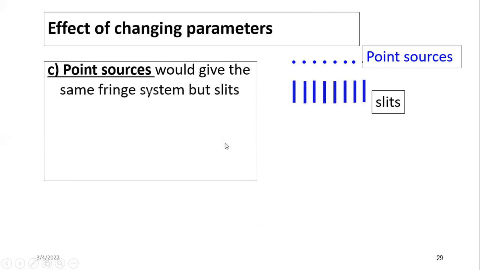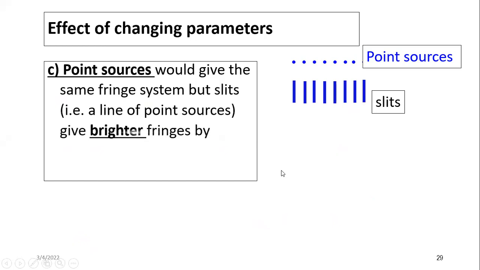A point source will give the same fringe system, see? The same x is the same. But for the slit, there's a line of point sources. A slit can be considered a line of point sources. It gives brighter fringes by reinforcing the pattern. Right? You see brighter because this is just a point only. This is just a series of points.